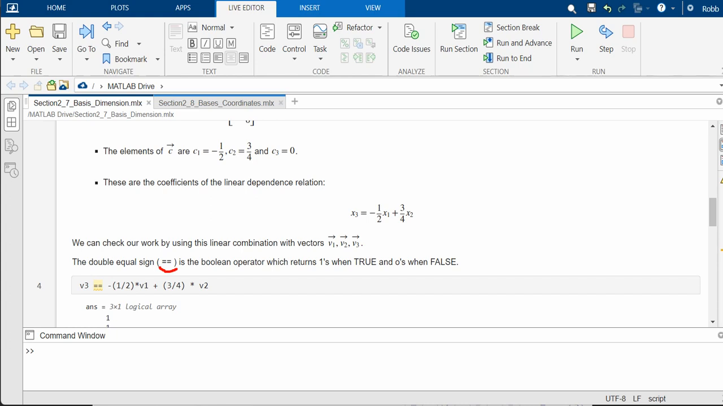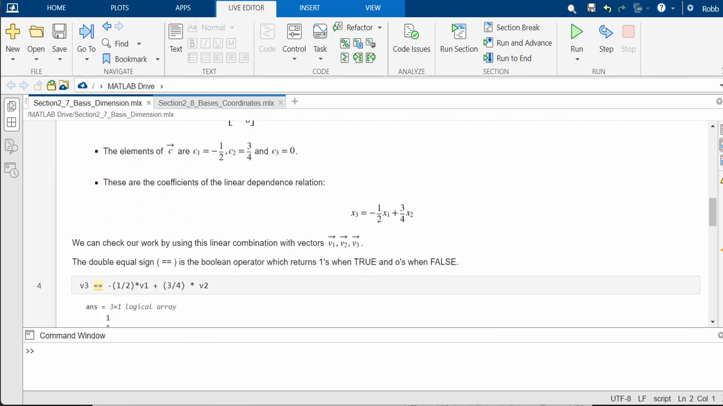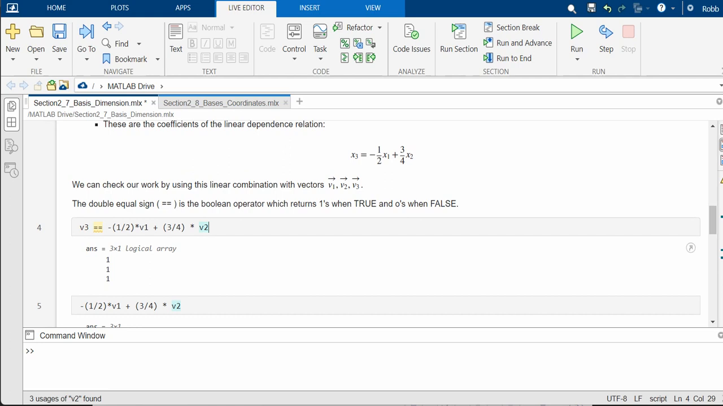So let's do this. I've created these vectors v1, v2, v3, right above the row reducing. That's why we have them. So we have these vectors, and we're going to see if this equation is correct. How are we going to do that? Well, v3 equals -1/2 times v1. Again, I should have used v instead of x up here. Sorry about that. Plus the 3/4 v2. Okay, boom.